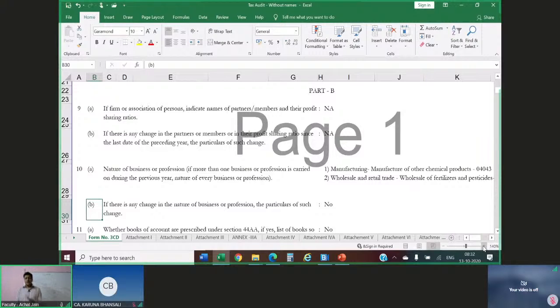Okay, so we'll move on to this second part after our break. So now what we can do is we can take a break of 10 minutes. In case you have any query, you can just send your query and we can also have a discussion around your query. So after the break, we'll continue with our discussion on this form number 3CD. Okay.